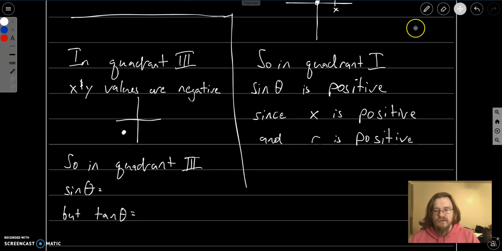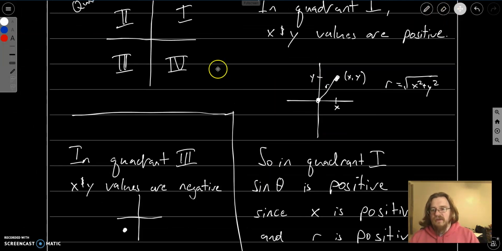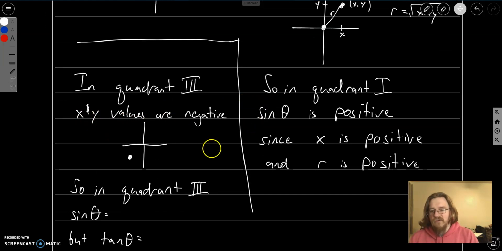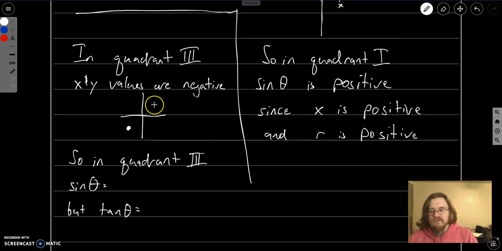But let's look at quadrant 3. So quadrant 3, 1, 2, 3, is down in the lower left-hand corner, where the x and y values are negative. If we look at the x value and the y value, the x value is to the left, so this is a negative x. The y value is down, so this is a negative y value. But r, again, is the distance from our point to the origin, so r is positive. So x and y are negative, and r is positive.